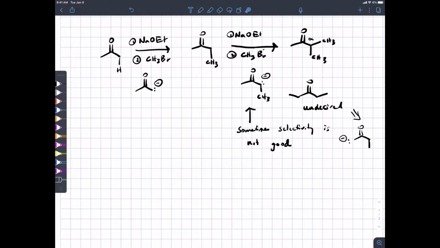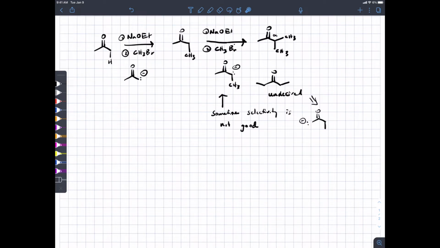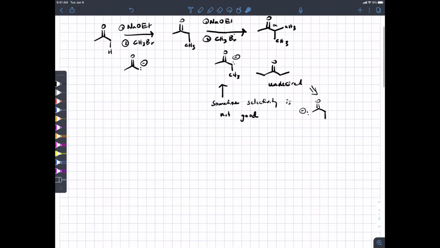Yeah? Okay, why does this happen though? Because I thought the whole point of using ethoxide was that you knew you were going to get the more substituted product. That's right. The whole point of using ethoxide meant that you were going to get the more substituted product.